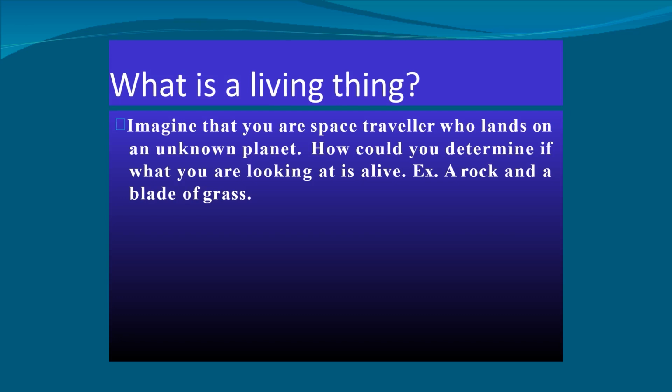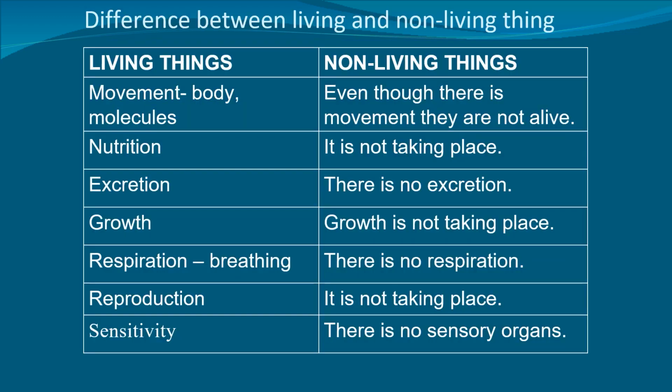Imagine that you are a space traveler who lands on an unknown planet. How could you determine if what you are looking at is alive? For example, there's a rock in front of you and a blade of grass. So how would you know that that particular object is living or non-living?